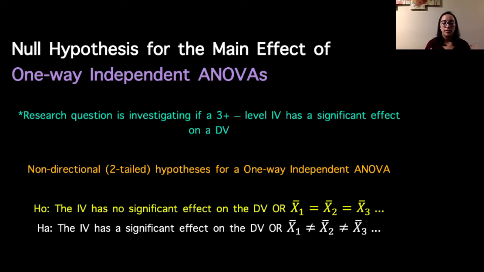So that brings us to our non-directional hypotheses, where our null hypothesis is going to argue that the independent variable has no significant effect, versus the research hypothesis will say there is a significant effect. Okay, and we can visualize this very similarly to our t-tests, where we say that all of our means are equal, or at least one of our means is not equal to the others.